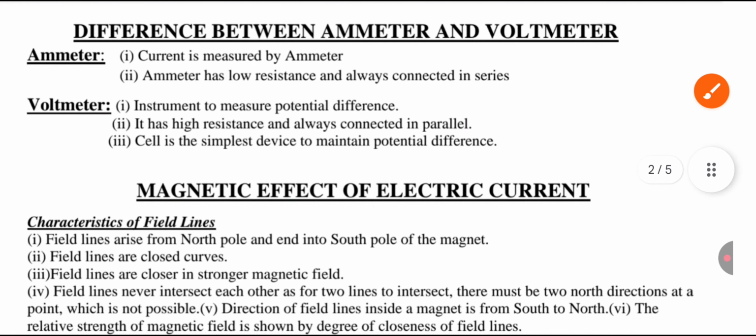So next concept is the difference between ammeter and voltmeter. Current is measured by an ammeter. Ammeter has low resistance and is always connected in series. Voltmeter is an instrument to measure potential difference. It has a high resistance and is always connected in parallel. Cell is the simplest device to maintain potential difference.